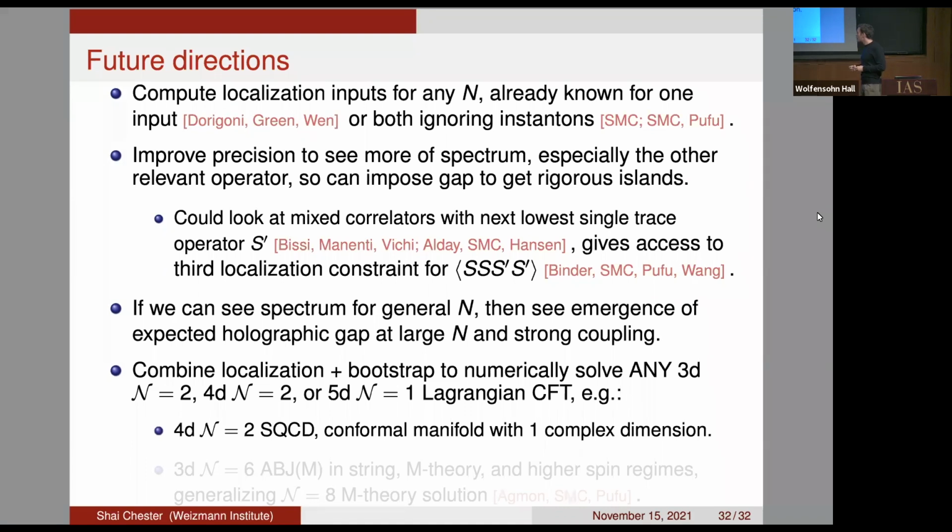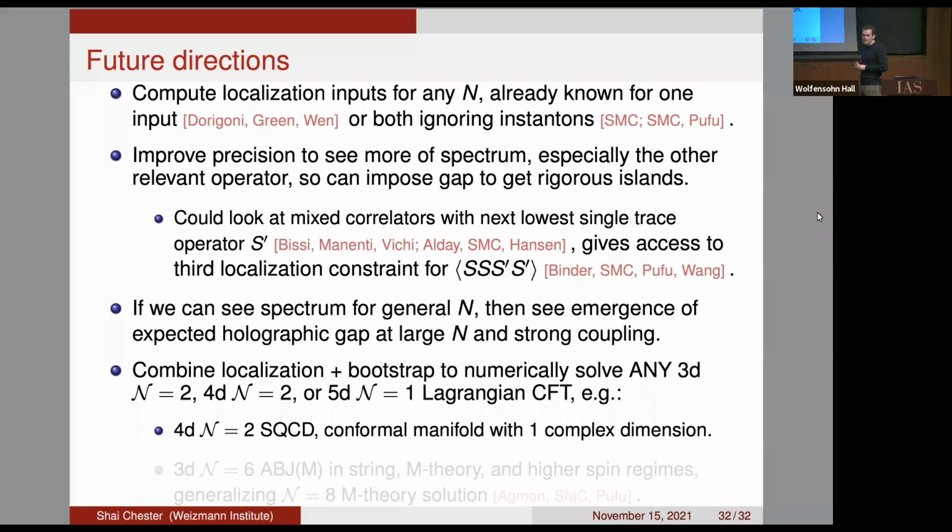One of them is 4D N=2 SQCD. Like N=4 super Yang-Mills, this is a conformal manifold with one complex dimension. So it's kind of the next simplest one to look at. But because it has less supersymmetry, it's a much richer theory. In some sense, it's closer to physical QCD in the sense that the matter fields no longer transform in the adjoint. And so there's a lot more you can explore in this theory.